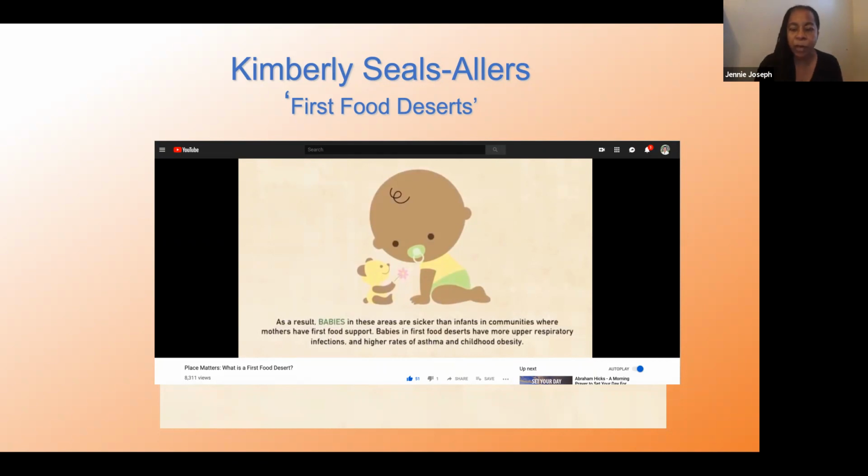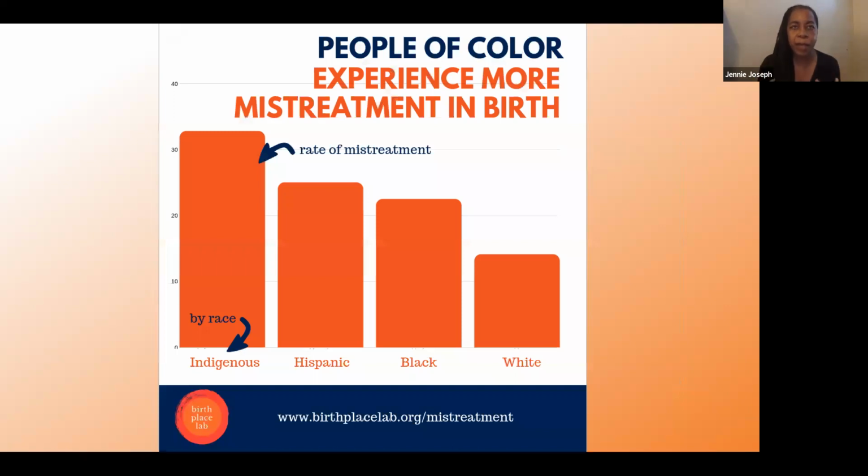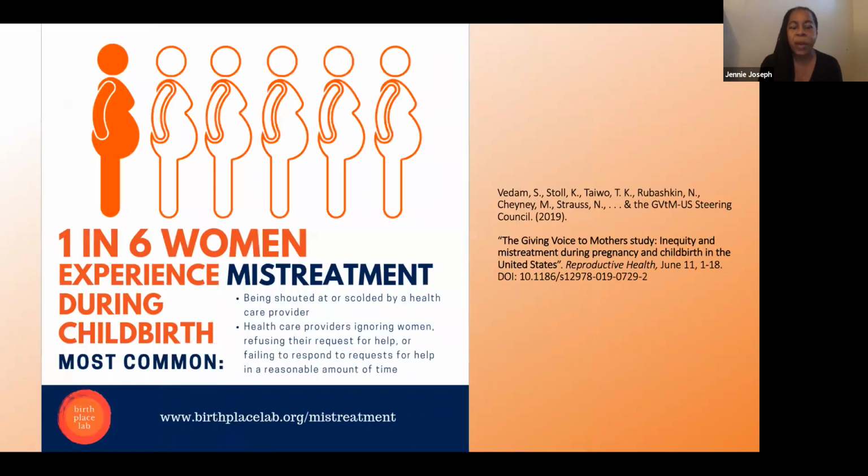Do you see? So we are trying to really coin phrases and be creative around re-languaging, reframing this problem so we can understand it differently and better. You may be familiar with the work of Professor Saraswathi Vedam out of British Columbia, a nurse midwife leading the Birth Place Lab, and they have done numerous studies on listening to the voices of mothers, listening to women of color. This work is particularly important because they now have quantitative as well as qualitative data that proves that people of color experience more mistreatment in birth, that 1 in 6 women in general experience mistreatment, 1 in 6 in the United States. But again, people of color disproportionately so.